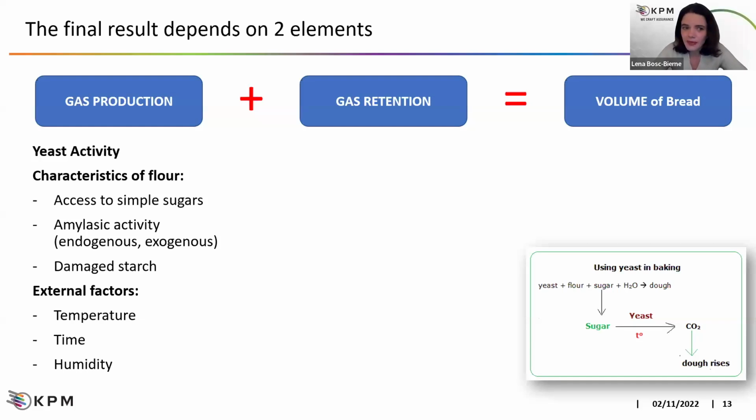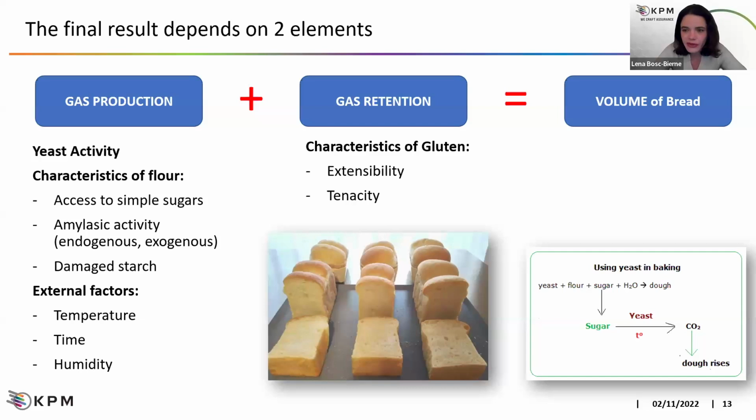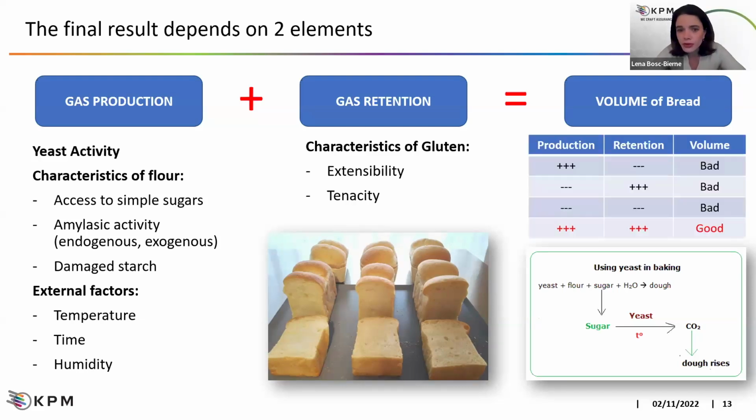What about the humidity? All of that may directly affect the gas production. But when it comes to gas retention, this is much simpler. This is globally linked to the characteristics of the gluten. You need a gluten network with proper extensibility to allow the dough to rise, but also with a certain tenacity in order to control this deformation and to not break. So it's only by having all of that under control that you will master the volume, with the gas production and the gas retention under control.